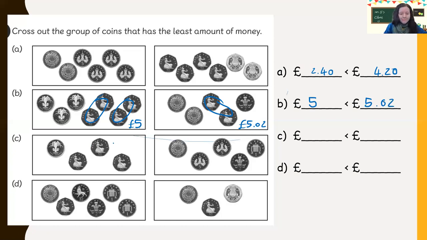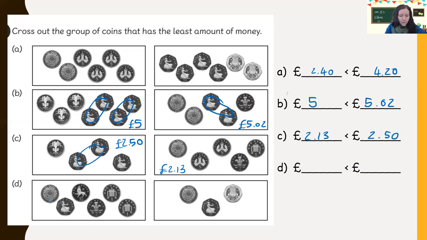Okay, £1. Add another pound is £2. Add 50p is £2.50. Here we've got £2. And then pennies, 5, 10, 11, 12, 13. £2.13. Now they're both £2, but which one is the least pennies? £2.13 is less than £2.50.